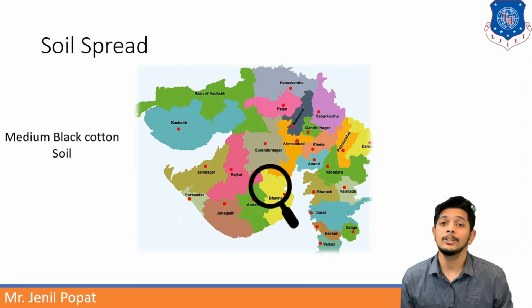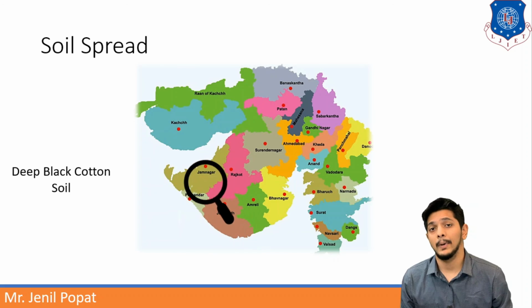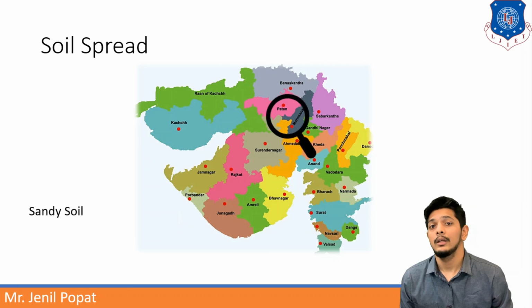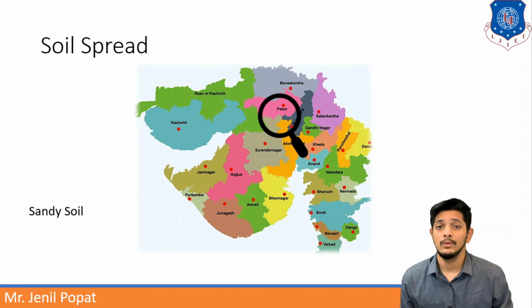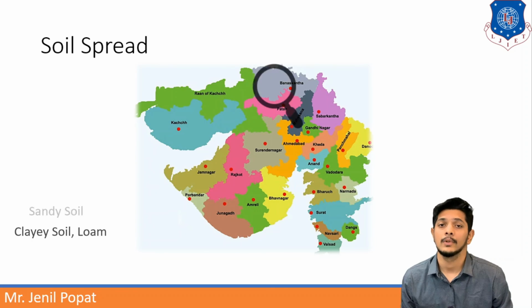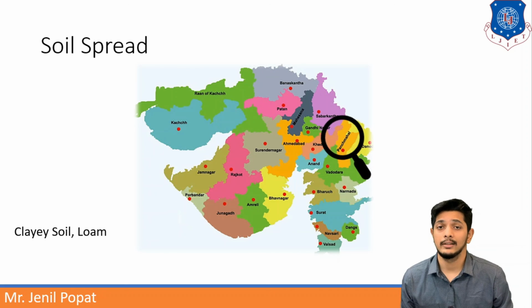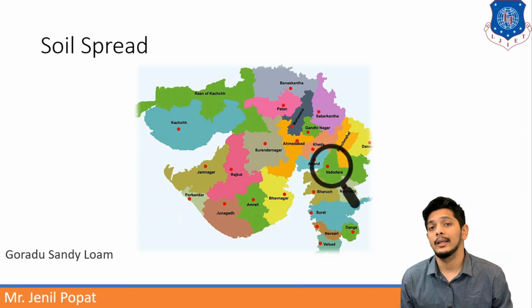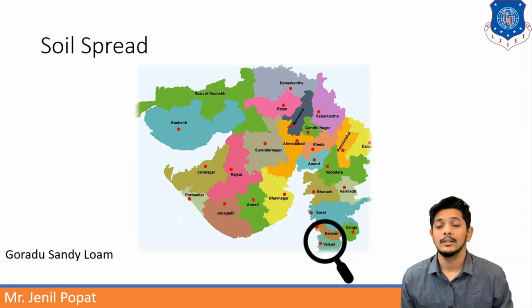In north and east part of Saurashtra, there is medium black cotton soil, and in southwest part of Saurashtra, there is deep black cotton soil. In central Gujarat region, near and about Ahmedabad, there is sandy soil. In North Gujarat region, there is clay soil as well as loam. And in southern Gujarat region, there is Goradu, sandy loam kind of soil.